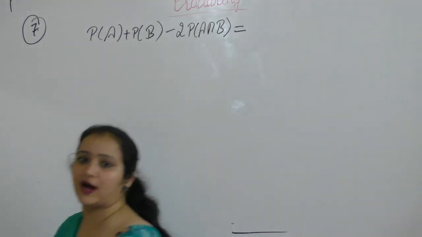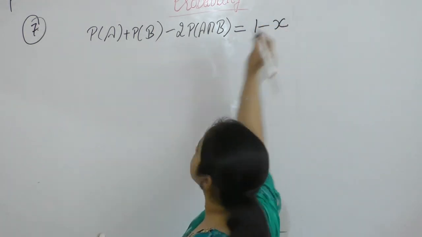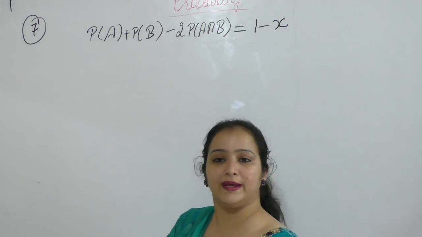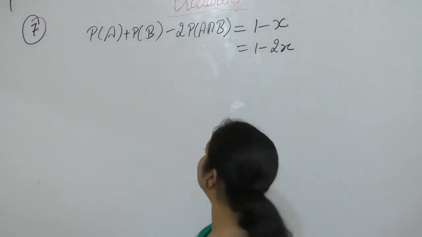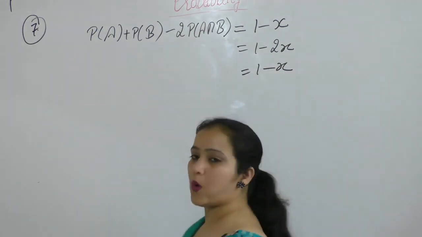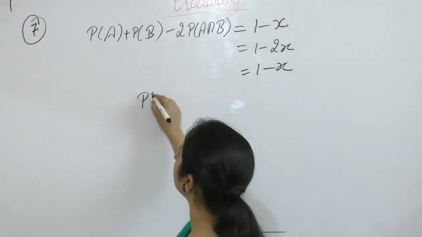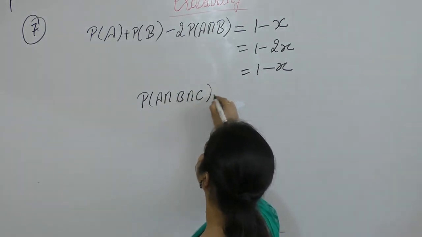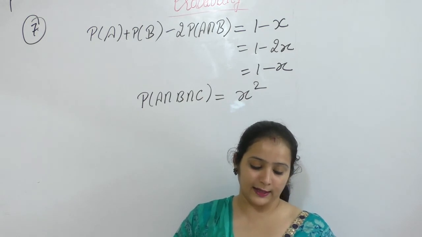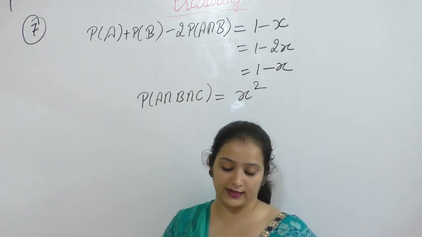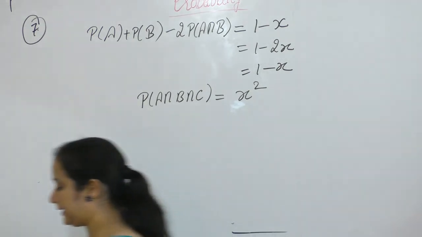The probability that exactly one of two events A and B occurs is 1 minus x. And out of B and C is 1 minus 2x. Out of C and A is 1 minus x. And that of all 3 events occurring simultaneously, तीनों events occur करते हैं simultaneously, that is x square. Then prove that the probability of at least one out of A, B and C occurring is greater than 1 by 2.